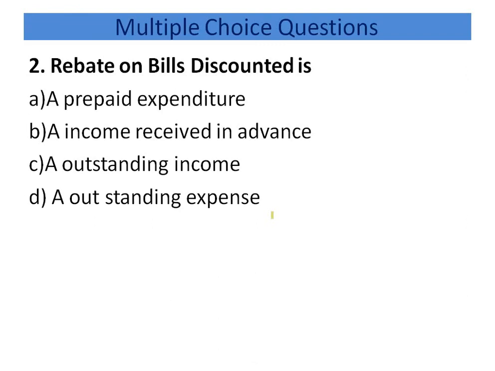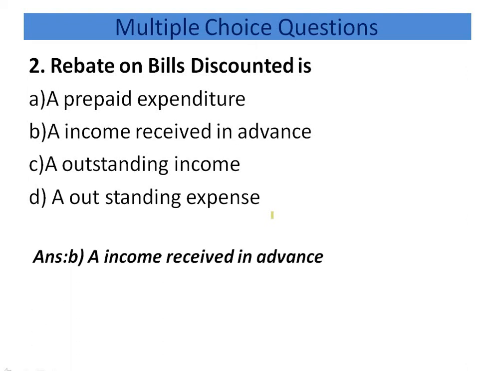The second question is, rebate on bills discounted is option A, prepaid expenditure. Option B, income received in advance. Option C, outstanding income. Option D, outstanding expense. The answer is option B, income received in advance.